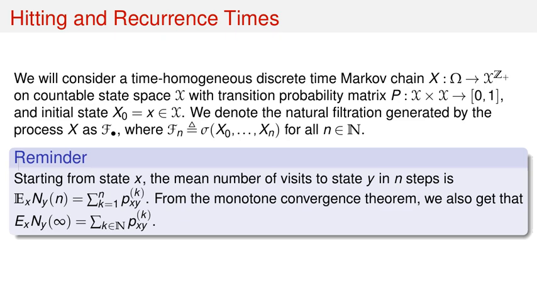Remember that starting from state x, the mean number of visits to state y in n steps is the expectation over x of N_y(n), which equals the sum from k equals 1 to n of the k-step transition probability from x to y. From the monotone convergence theorem, we also get that the expectation over x of N_y(∞) equals the sum over k in ℕ of the k-step transition probability from x to y.